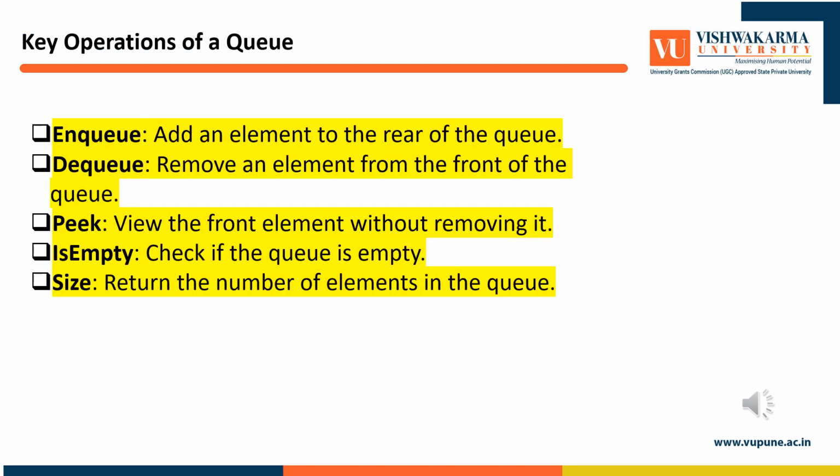So let's see key operations of a queue. The first one is enqueue, which means to add an element to the rear of the queue. Dequeue, which means remove an element from the front of the queue. The third is peek. So the peek means view the front element without removing it. The fourth one is empty, which checks whether the queue is empty or not. Size, return the number of elements in the queue.